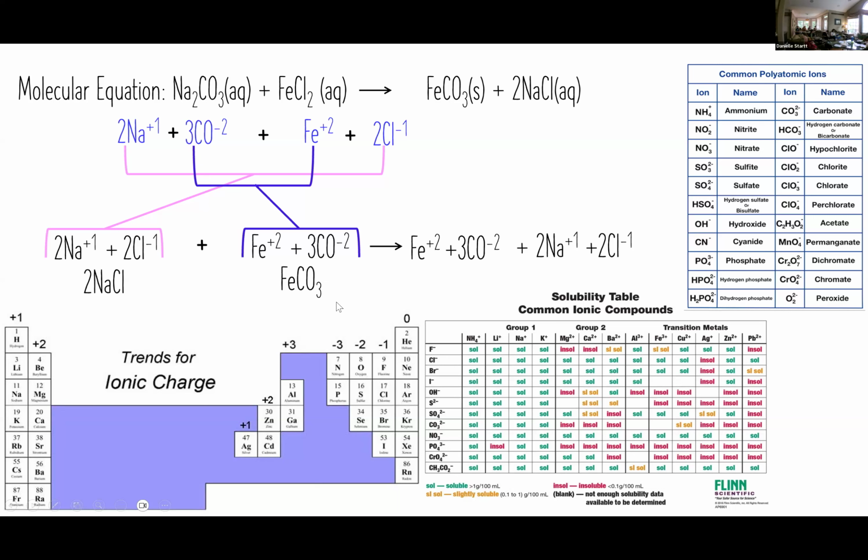FeCO3. Because you had a +2 and a -2. Now you've got a neutral compound. Does everybody see that it's a neutral compound? All right, so now what do we do?